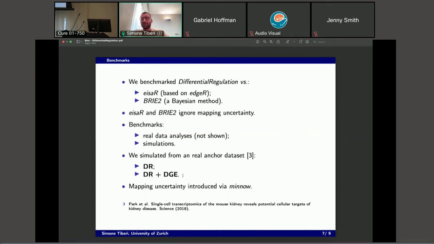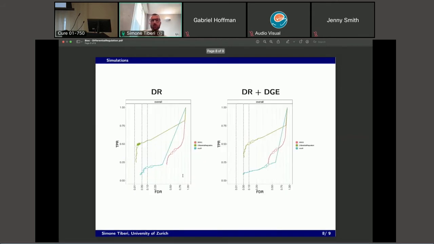And then, as I said, the key point of the study is that we want to deal properly, mathematically, with mapping uncertainty. And so we obviously have to introduce it in the simulation. And we do it with minnow, which is a read level simulator from Rob Patro's group. So here are the key plots from the simulation.